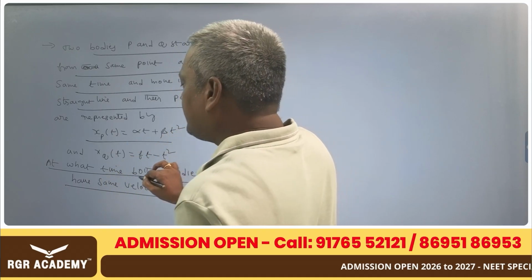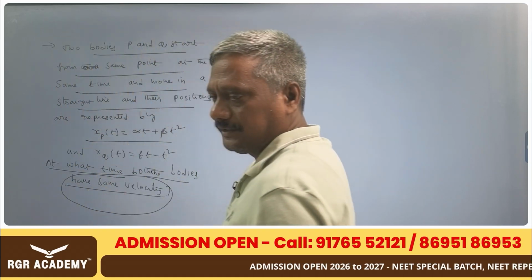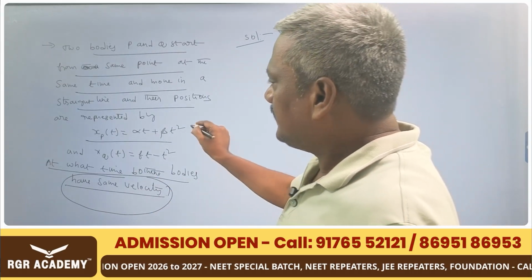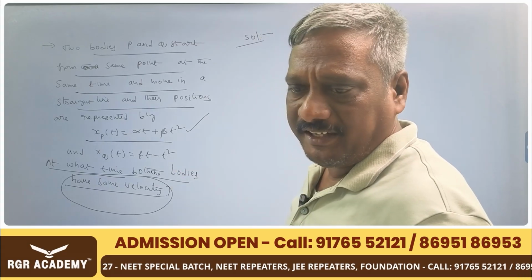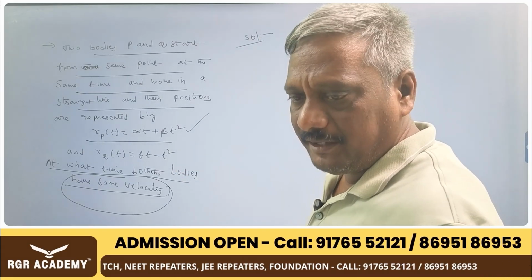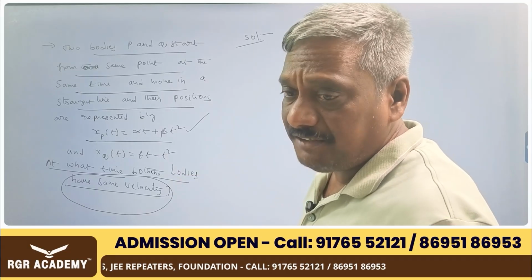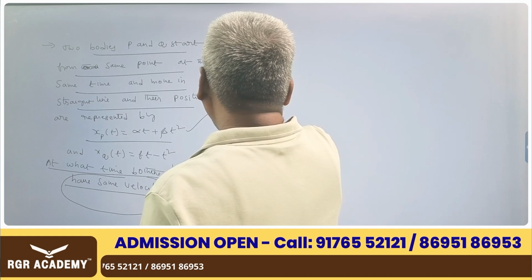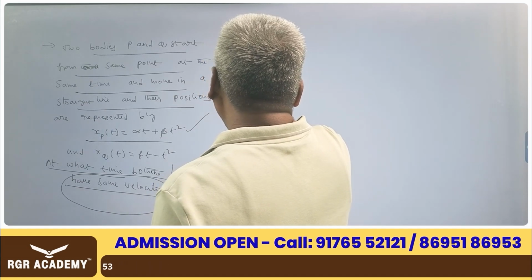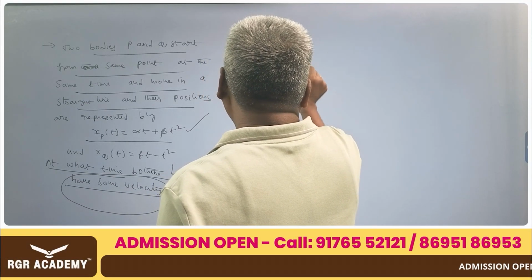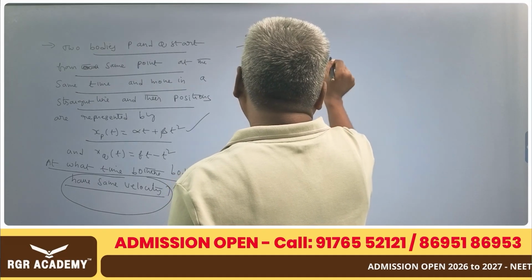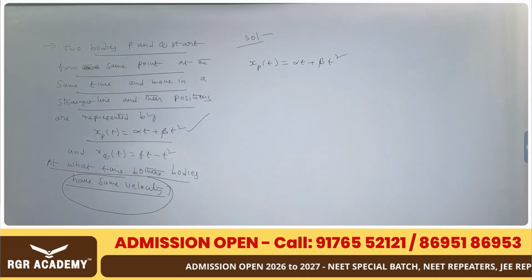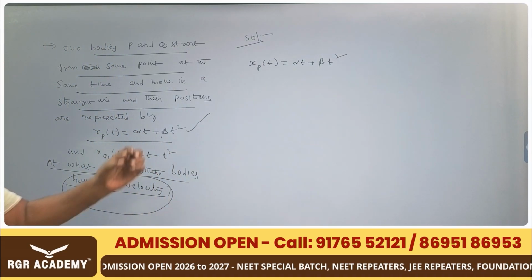Try to understand this condition in the problem. The two bodies have the same velocity. Suppose you know the state of a particle, or the position of a particle, you get the velocity from that. In the last question you discussed. Suppose you take xp of t is equal to alpha t plus beta into t square. That is the position of a particle x. Xp of t is given like this.